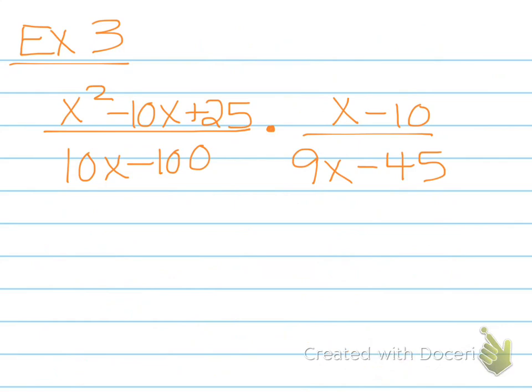Okay, so let's look at our third and final example for multiplying rational functions. Go ahead if you'd like and pause the video now and try it. The first step is to factor and then see what can cancel out.